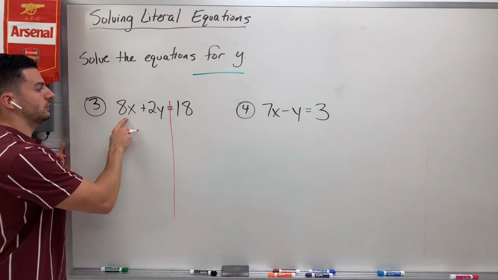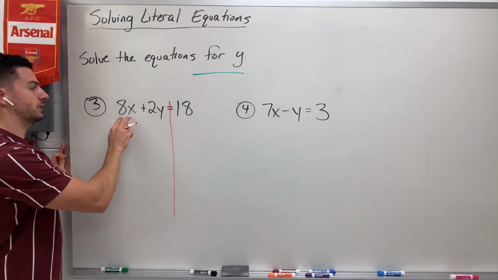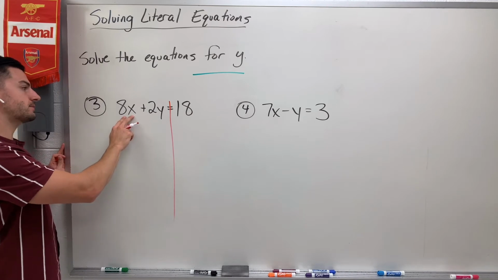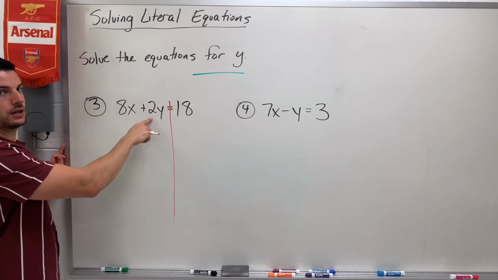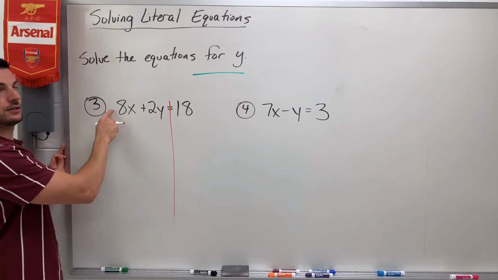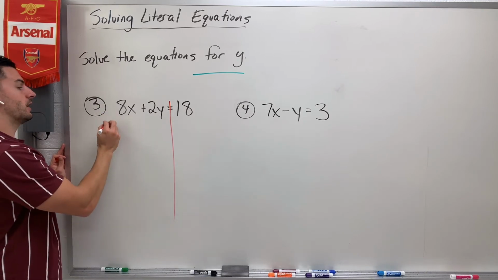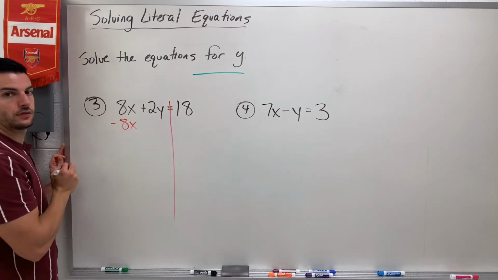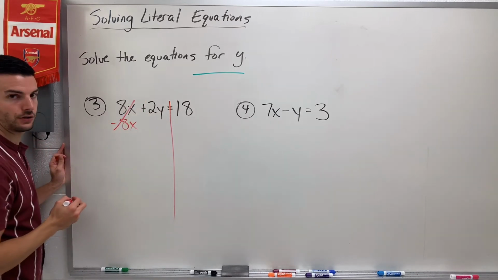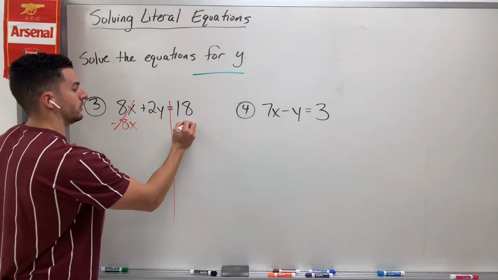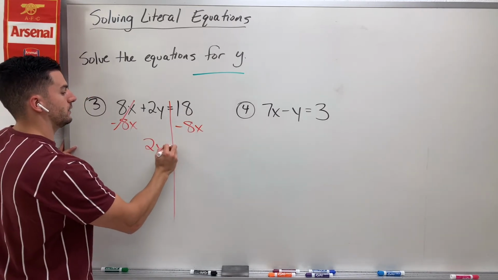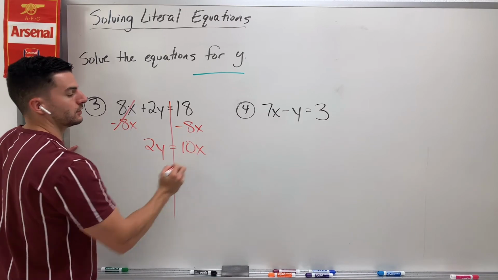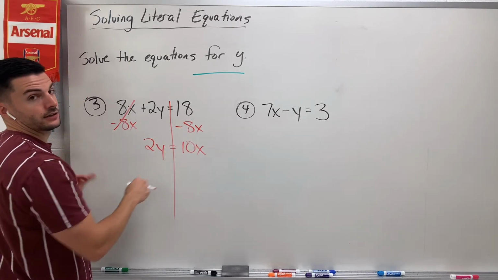So anyway, you look at this, and again, I'm going to cancel out this x term. So I have this positive 8x, and it's being added to the 2y. So it's positive 8, right? No negative sign out here. So I minus 8x from this side to cancel that. But again, I have to do the same thing over here. So I'm left with 2y equals 10x, right? 18 minus 8 is 10.